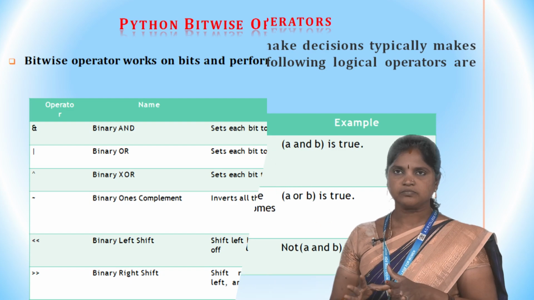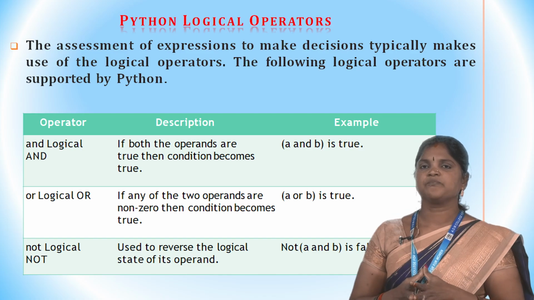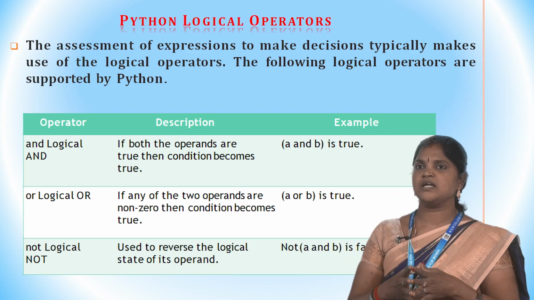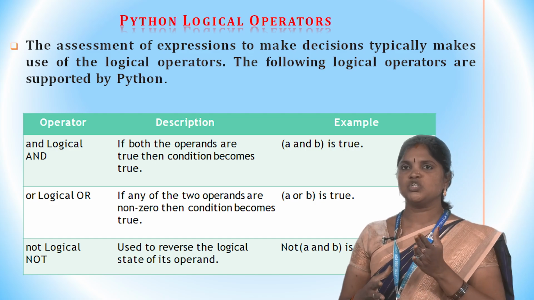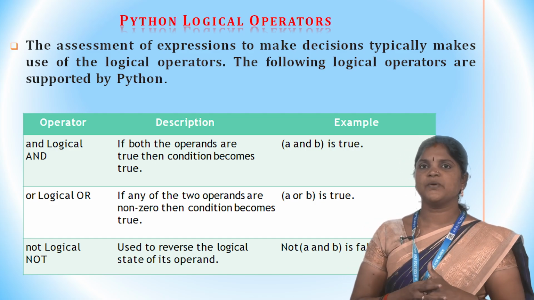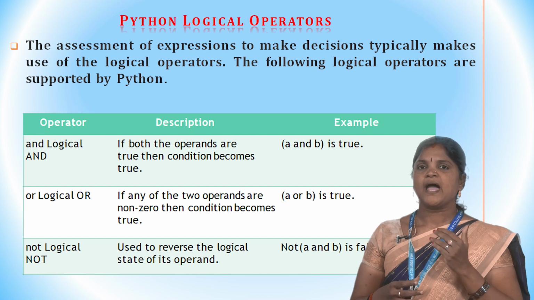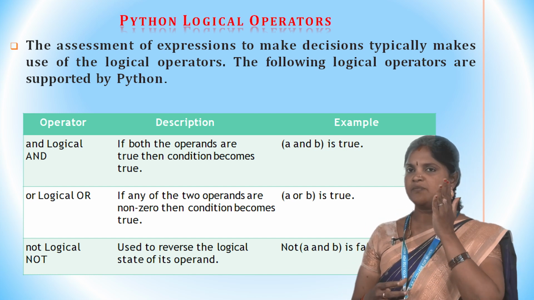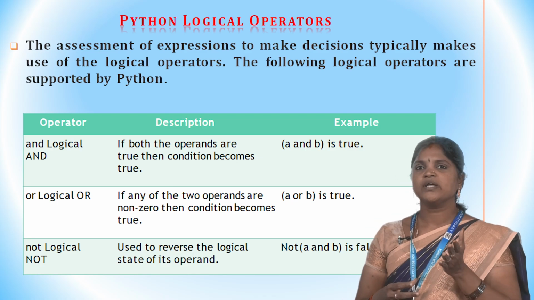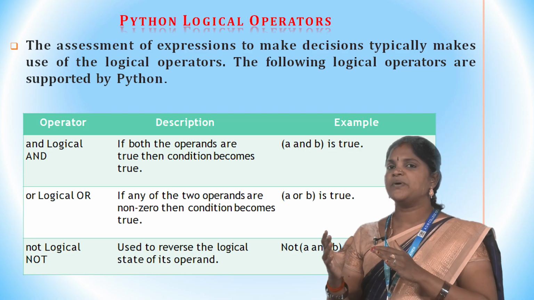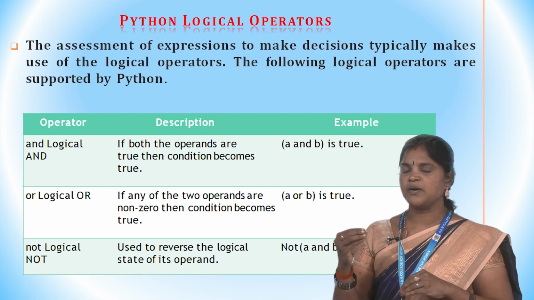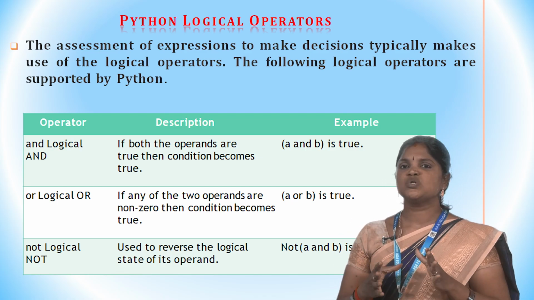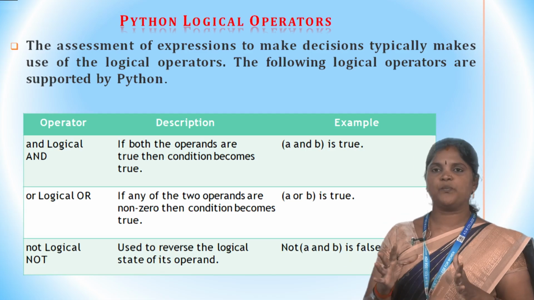Logical operator. The assessment of expressions to make decisions typically makes use of the logical operators. The following logical operators are supported by Python: and, logical AND. If both the operands are true, then the condition becomes true. Logical OR, if any one of the two operands is non-zero, the condition becomes true. Not, logical NOT, which is used to reverse the logical state of its operand.